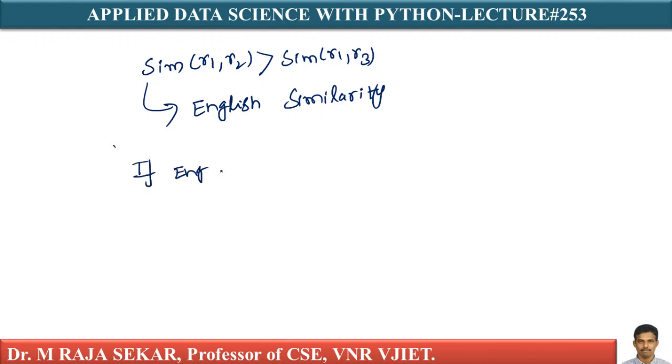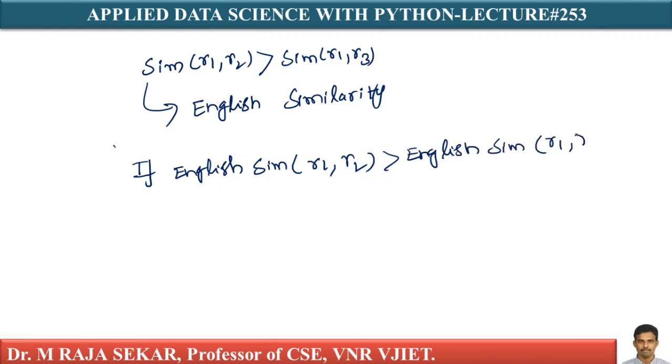I can say the English similarity between R1 and R2 is greater than the English similarity between R1 and R3. Let me say for each review Ri, I have Vi.